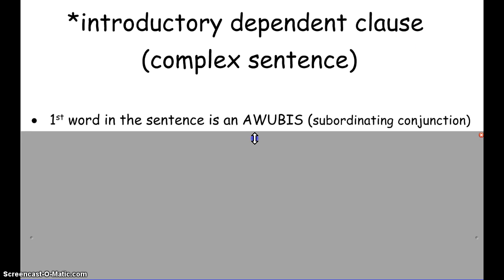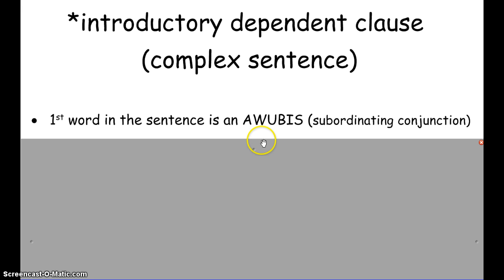So an introductory dependent clause starts with an awubis, one of those words that we have a little acronym for that's going to help us remember the names of some of them: after, while, until, before. The proper name for these would be a subordinating conjunction, and there are very many more of these. And if you look at the poster in our classroom as you're working or writing, that's a good resource to help you remember that. But this is just a little quick reference.